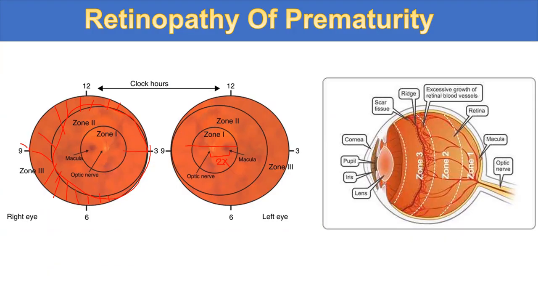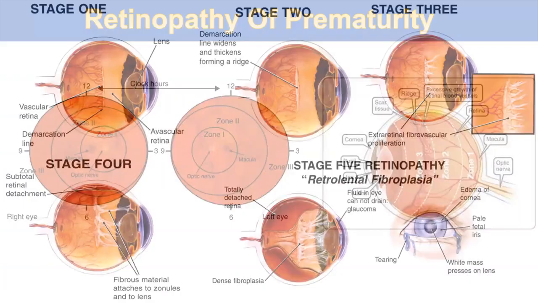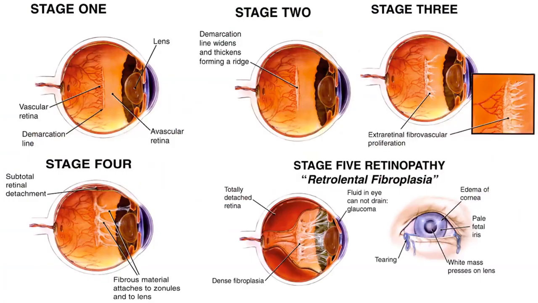Here, zone 1 in the center, zone 2 in the mid-periphery up to the nasal ora serrata, and zone 3 at the temporal ora serrata. So these are called the zones: zone 1, zone 2, zone 3. Then we have another classification by the stage. It depends on how much progression of the retinopathy of prematurity there is.